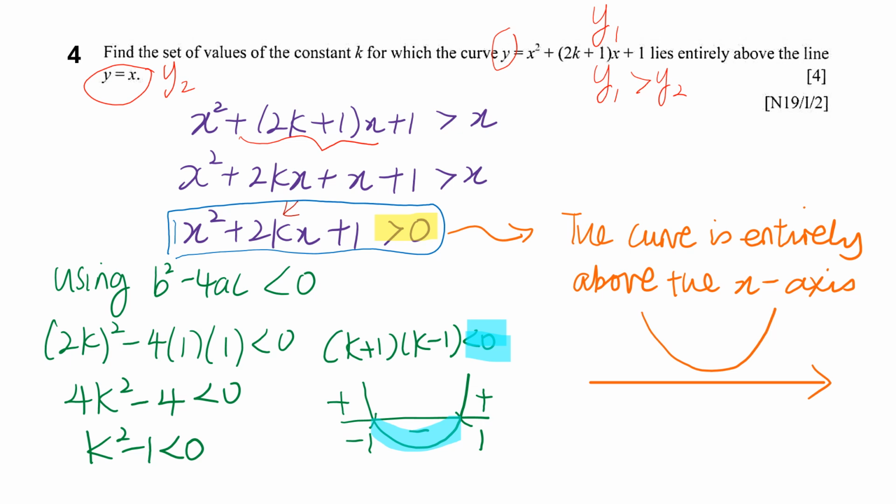Okay? Your x value is anything here, anything here, anything here, which is between negative 1 and 1. So here you will have only one solution set, inequality set. Yes, k more than negative 1 and less than 1. Okay, so this is how you solve these questions.